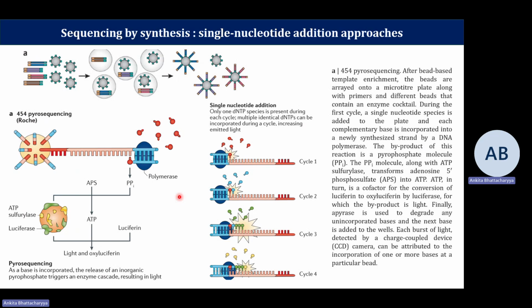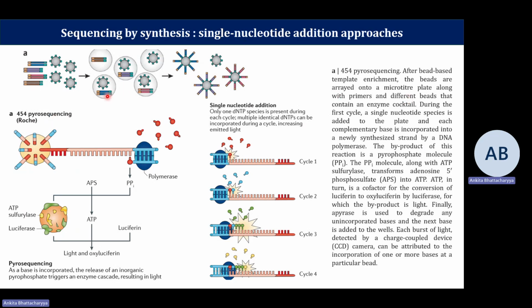So we talked about sequencing by ligation methods. We talked about sequencing by synthesis methods. And next, you have sequencing dependent on single nucleotide addition strategies. So again, you have the 454 pyrosequencing method. The initial part shows you a recap of the emulsion PCR strategy we have already talked about.